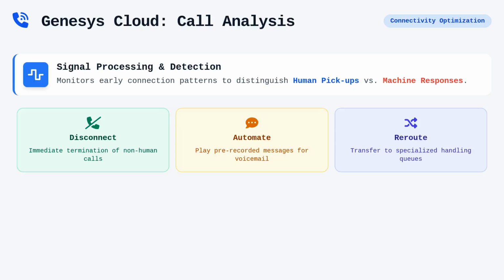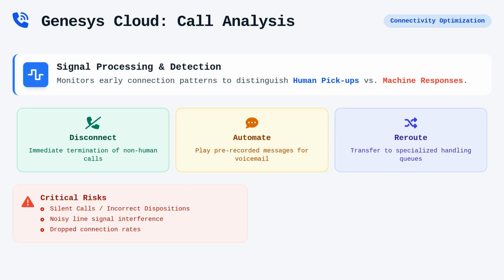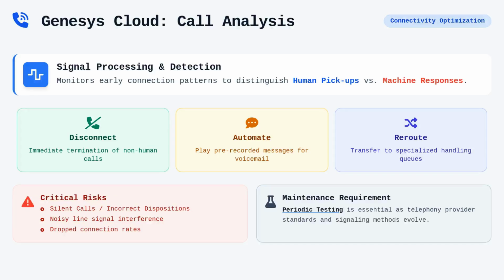If you choose to leave a message, the configuration must allow for accurate detection of the tone, which can sometimes be obscured by noisy line conditions. Improper calibration of call analysis can lead to silent calls or incorrect dispositions, both of which negatively impact your connection rates. It is necessary to test these responses periodically to ensure that the detection logic remains accurate as telephony provider standards and signaling methods evolve.